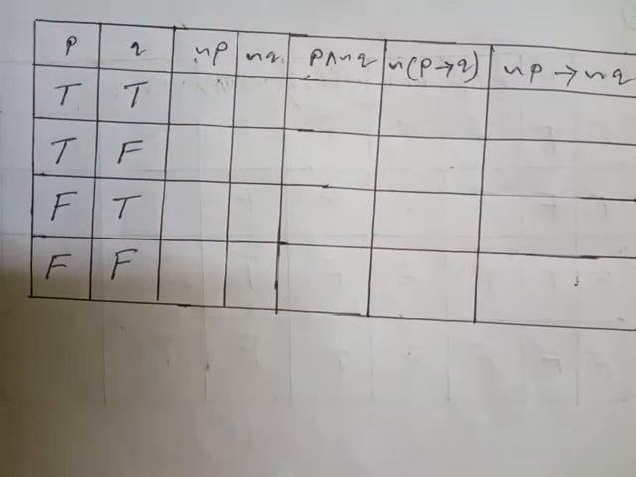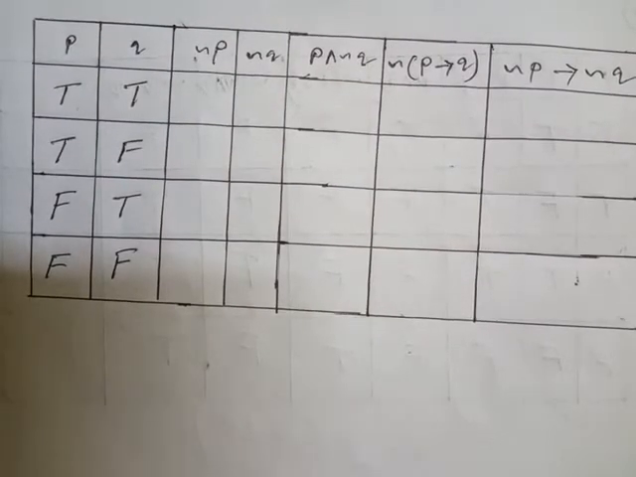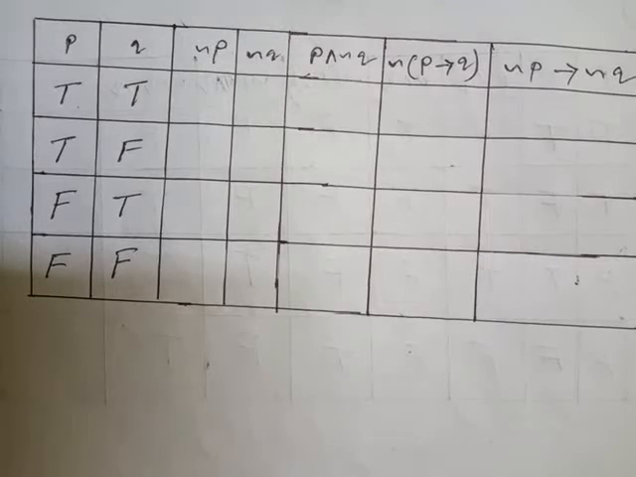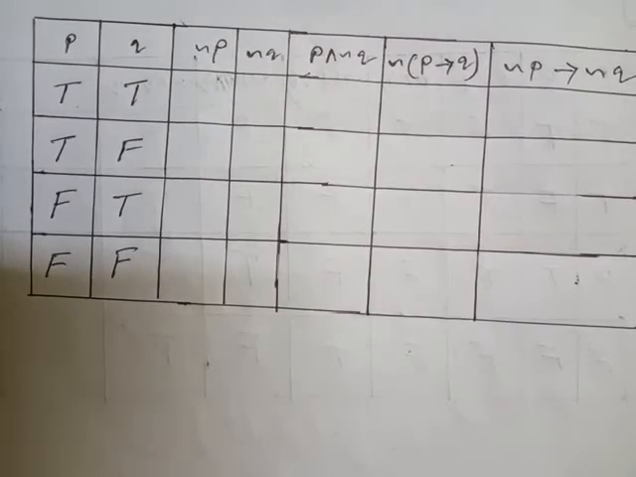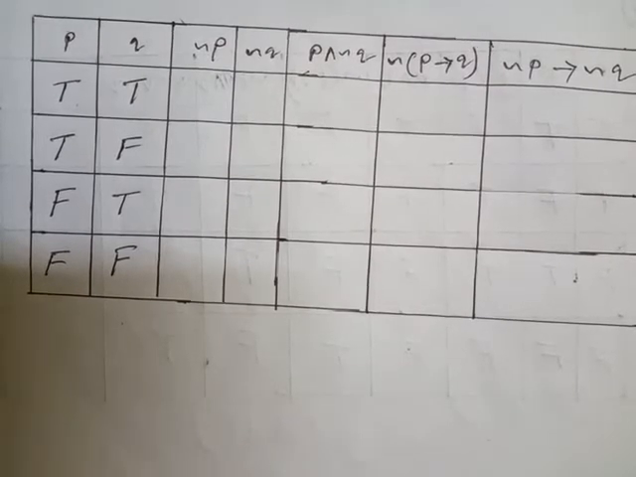Now look student, this is the second question of exercise 2.1, class 9. Question number 1b. P and Q are the statements given here. First statement is true true false false in case of P, and second one is true false in case of Q. We have to find out the negation.